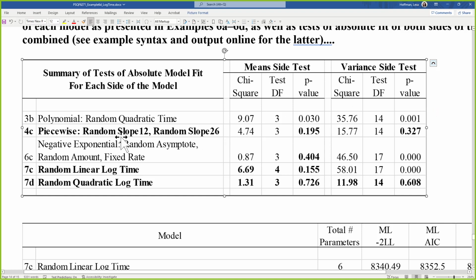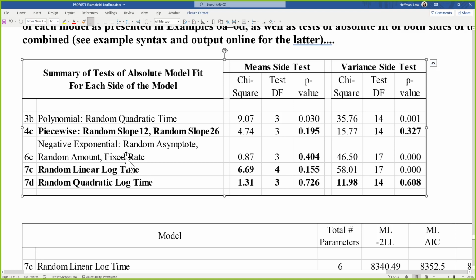Then we tried piecewise models. So a piecewise model with both slopes being random was not worse than saturated means and not worse than unstructured variance, but it was theoretically dissatisfying. The one that you haven't seen yet, but just to let you know what happened, the negative exponential, so the truly nonlinear model, had a random asymptote, so people differed in where they ended up. They had a random amount, so people differed in how much they had to change to get to their asymptote. But the model with the random rate blew up and I couldn't keep it.